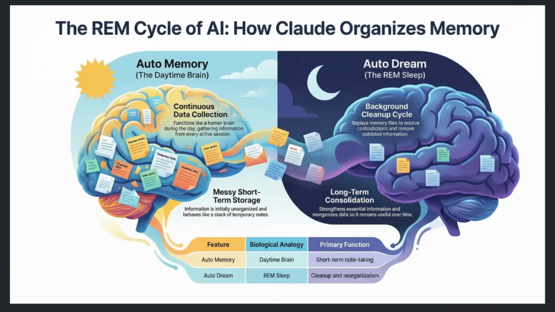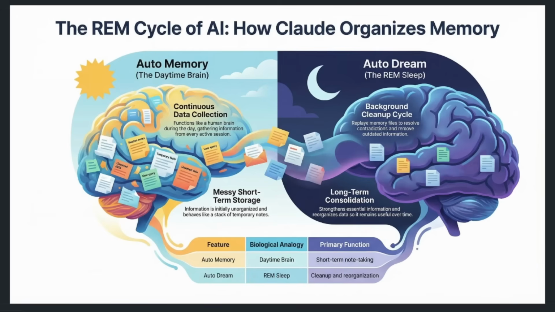During the day, your brain is just collecting information, everything you see, do, and learn. But it can become quite messy, and that's why it's your short term memory. Then, when you sleep, your brain is replaying that information, strengthens what matters, deletes what doesn't, and organizes it into long term memory. That's exactly what AutoDream is doing.